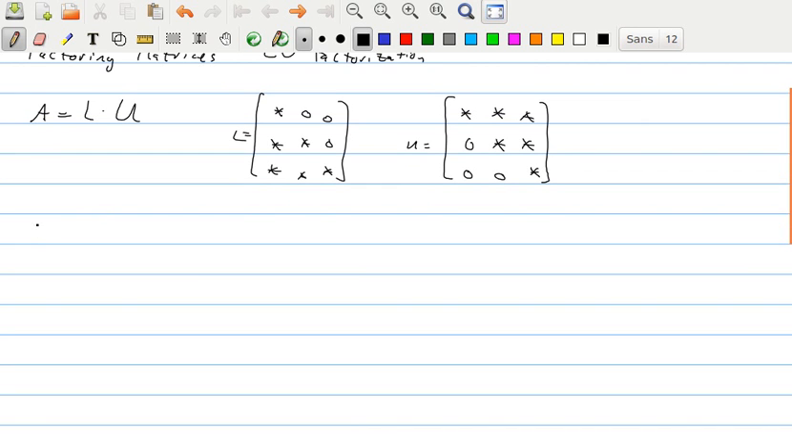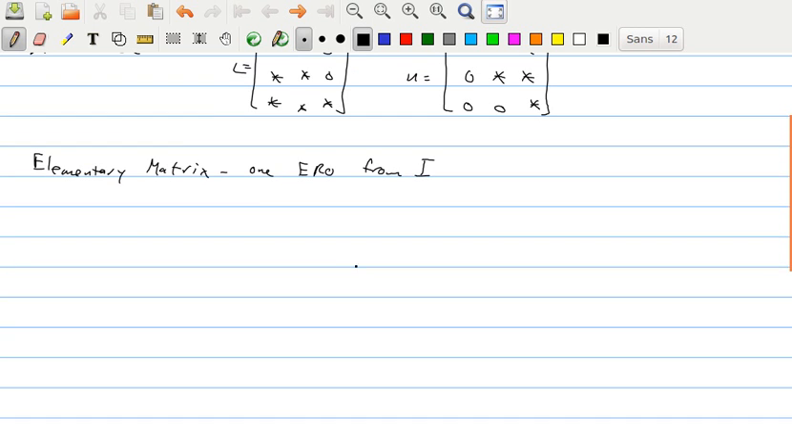So to do this, we're going to introduce the idea of an elementary matrix. An elementary matrix is a matrix that is one elementary row operation removed from the identity. And the idea is you can mimic elementary row operations with multiplication by elementary matrices. So first off, there are 3 elementary row operations, so there should be 3 types of elementary matrices.